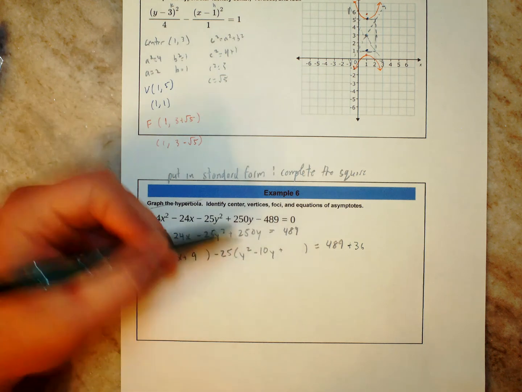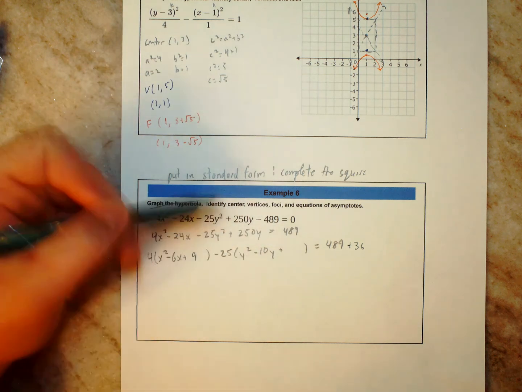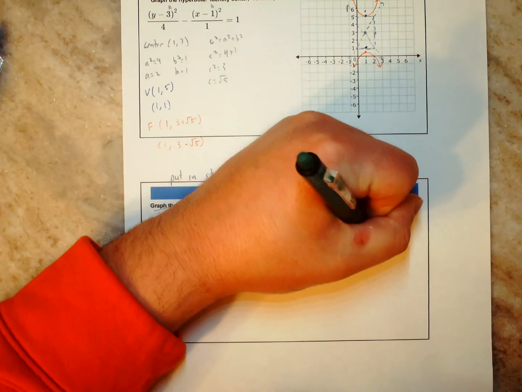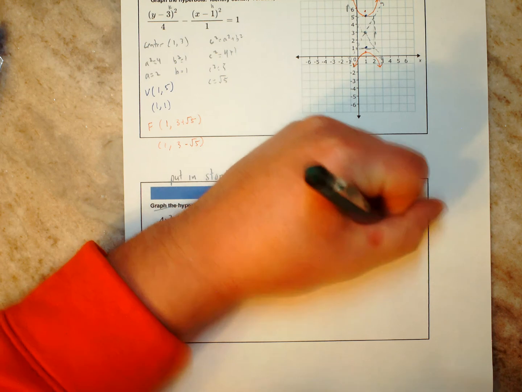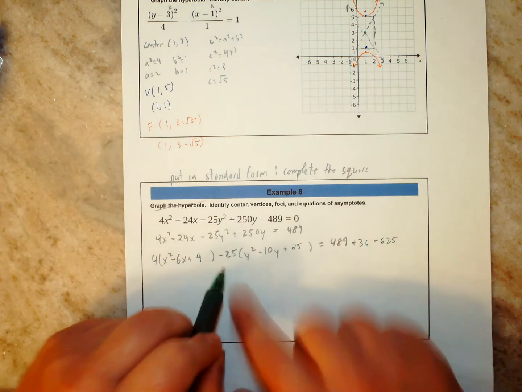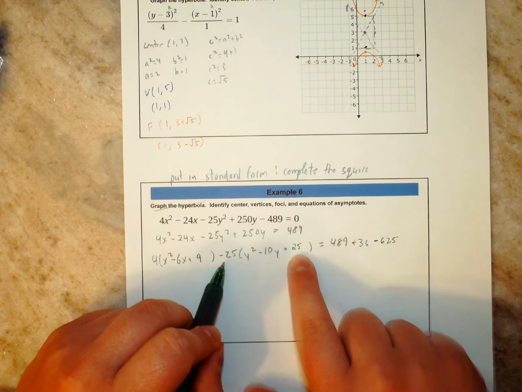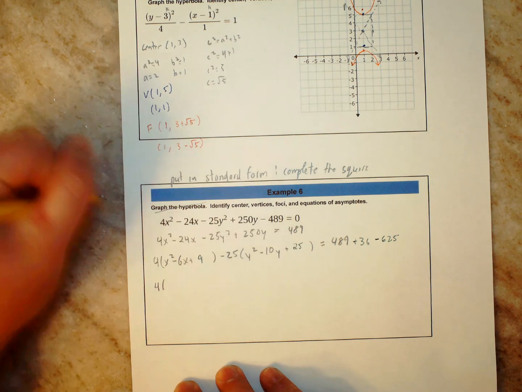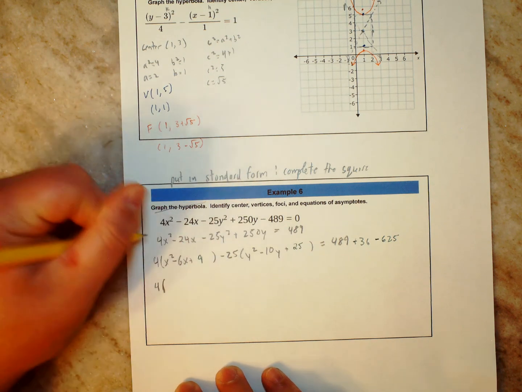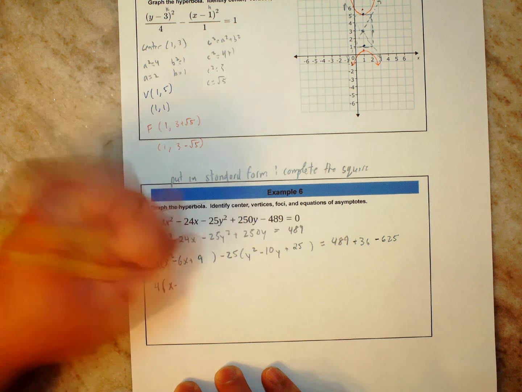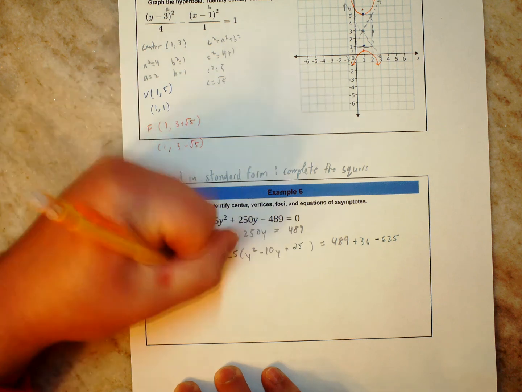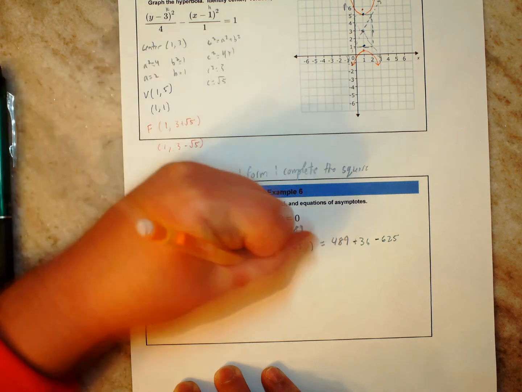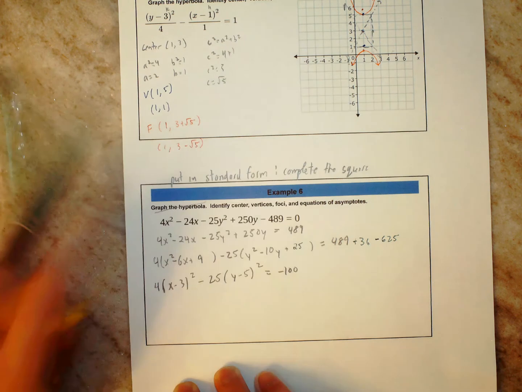Over here, half of negative 10 is 5. Squared is 25. So you're going to add a 25. And then over here, you're actually going to subtract 625. Why am I subtracting 625? Because there's a negative 25 out here. Times 25 is negative 625. Now you're going to rewrite it factored. So x squared minus 6x plus 9 factored is x minus 3 squared minus 25, y minus 5 squared equals, you type that in the calculator, you should get negative 100.